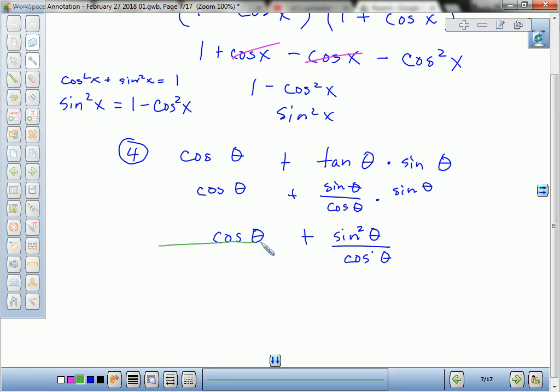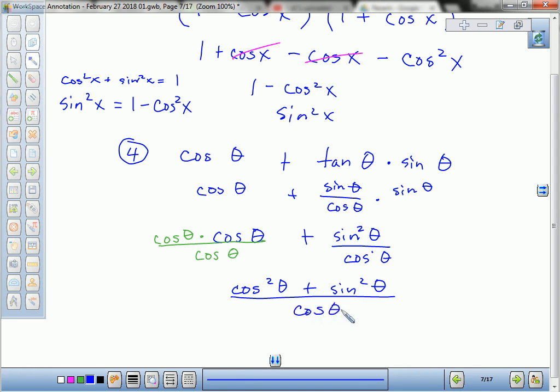Yeah. We gotta get a common denominator. So this is going to be by multiplying by cosine. Okay, so that gives me cosine squared theta plus sine squared theta over cosine of theta. What is cosine squared theta plus sine squared theta? 1. So we get 1 over cosine of theta, which is the reciprocal function, secant of theta.